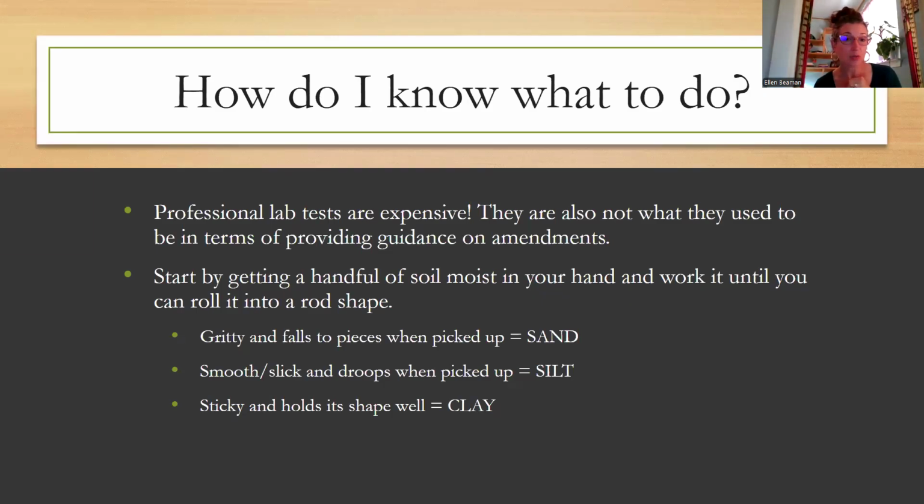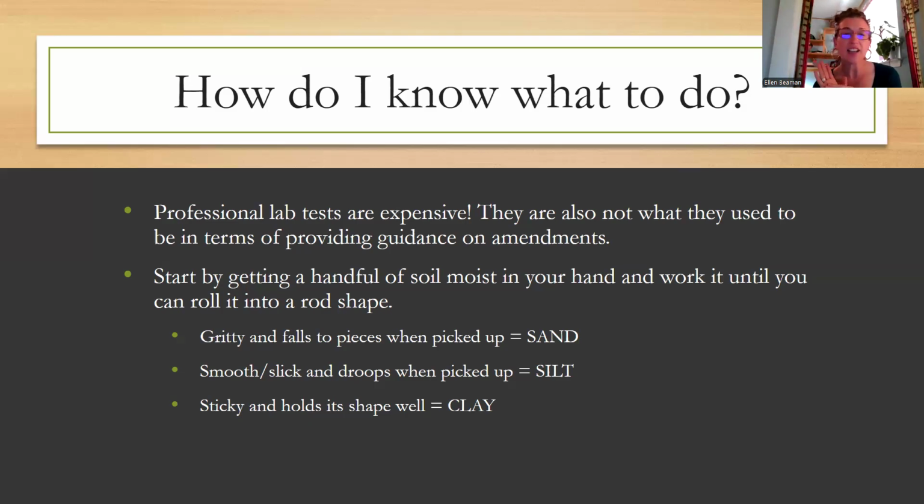Some people like to go for broke and send off samples into a soil lab for testing. You can do that, but unless you know how to read a soil test, which takes a lot of learning, you're going to get a piece of paper and have to call me up and schedule some office hours and have me help you read your test results, versus just learning how to go pick up a handful of soil, rub it in your hand, and figure out what the soil texture is.